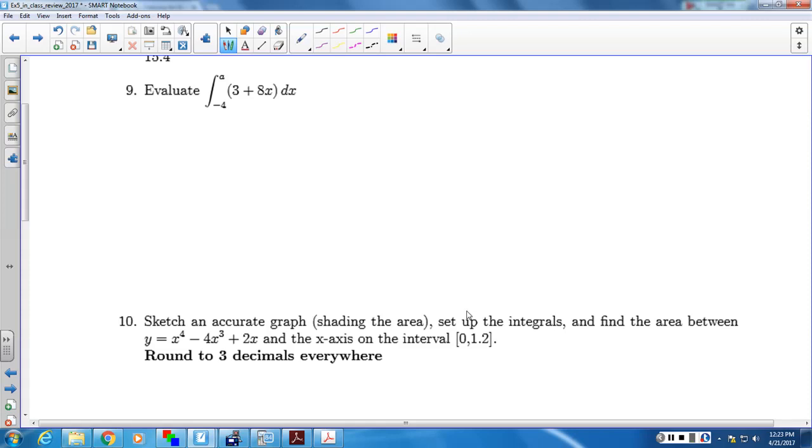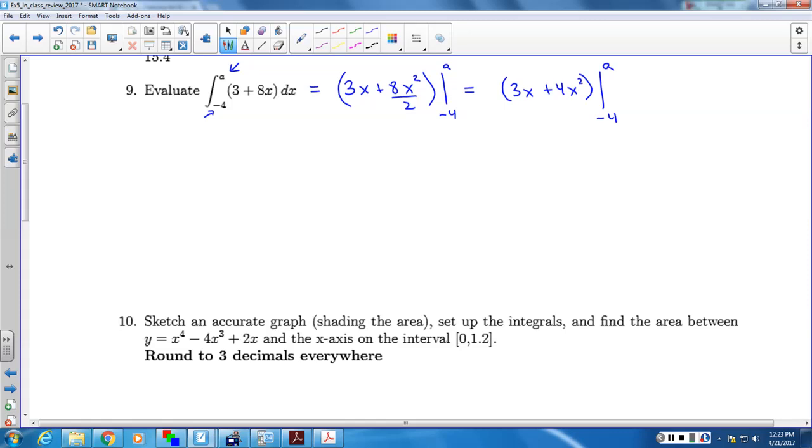Evaluating a definite integral. If your limits of integration are not both numbers, you have to do this by hand. So we integrate. I get 3x to the 1 over 1 plus 8x squared over 2. And I'm going to evaluate this from -4 to a. I'm going to simplify it first. So this will be 3x plus 4x squared, and I'm going to evaluate this from -4 to a.